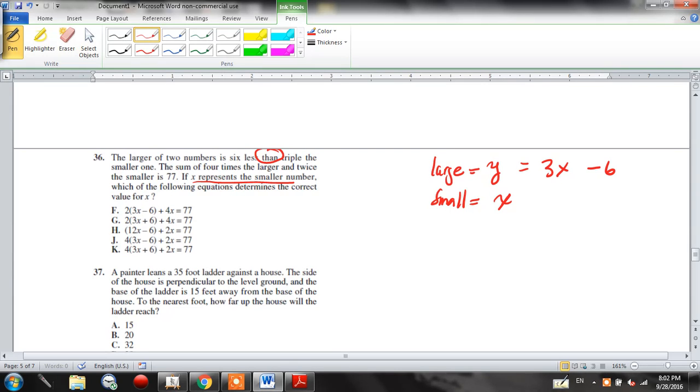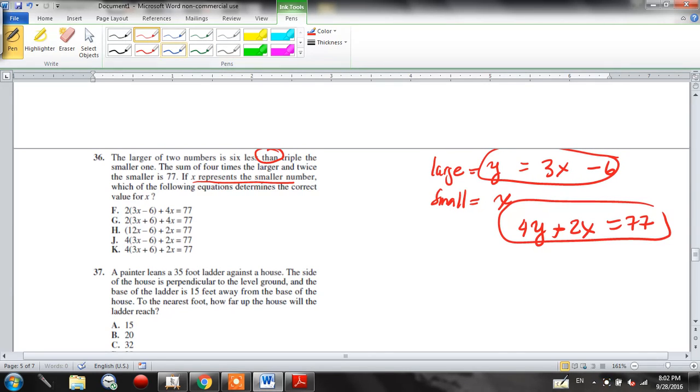The sum of 4 times the larger number plus twice the smaller number is 77. We got that. So now we have two equations. There's one over here and one over here. So you can solve them if you want.